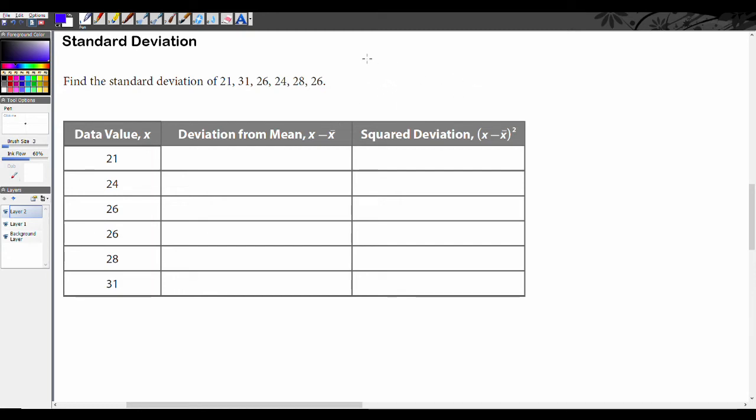The first step is we have to find the mean for the set of data. So that means we have to add these 6 numbers together, 21 plus 31 plus 26 plus 24 plus 28 plus 26, and divide by 6. So we should end up, if we do this correctly, 156 divided by 6, and that equals 26. So the mean for this set of data is 26.